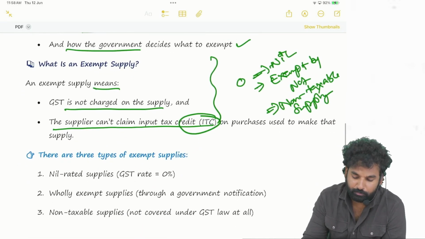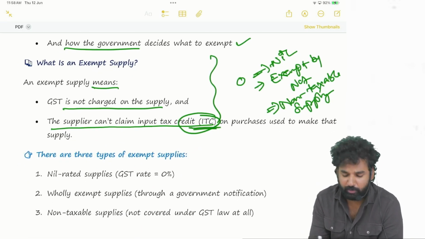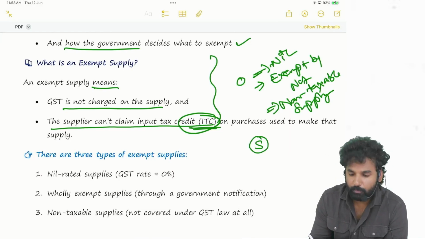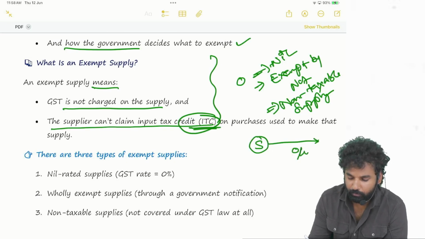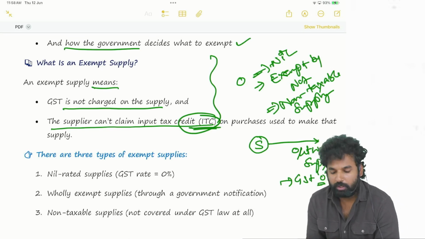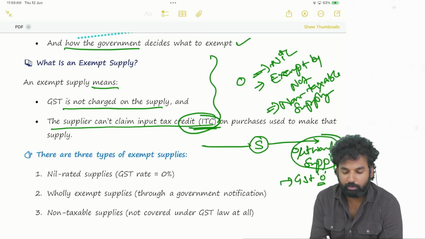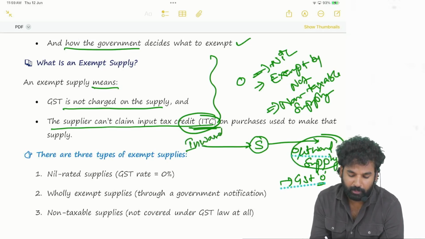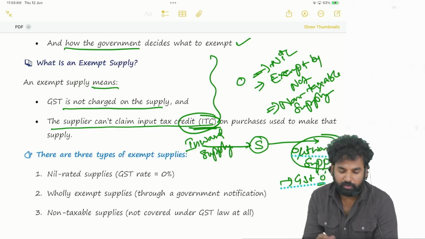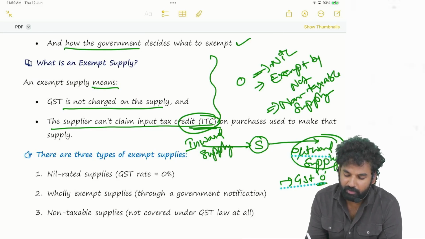So actually this is an ITC point, input tax credit point, input tax separate chapter is there, no? So there we have to discuss. See, a supplier is there, he is making output or outward supply. On outward supply, GST is 0. So for making this outward supply, he might have made inward supply, correct? If he is a manufacturer, inward supply will be raw materials. If he is a trader, inward supply will be the same goods.